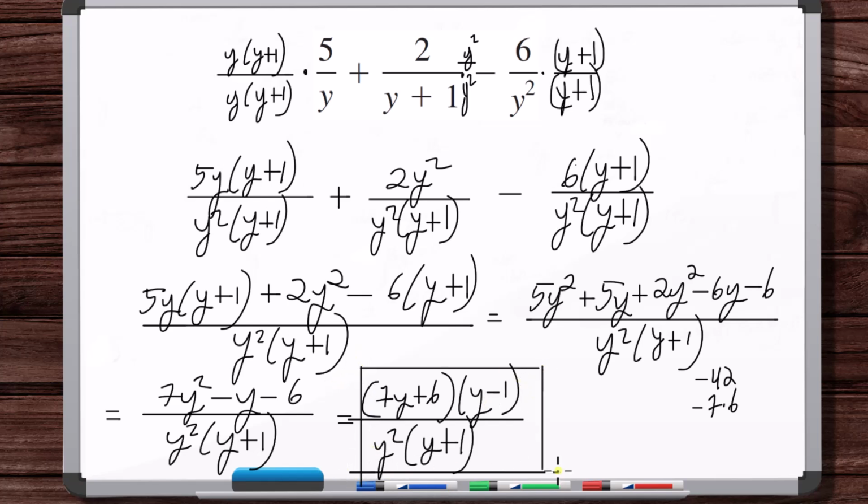Now, as far as the restrictions, y can't be 0, y can't be negative 1, and that would be it. That's the same thing here.